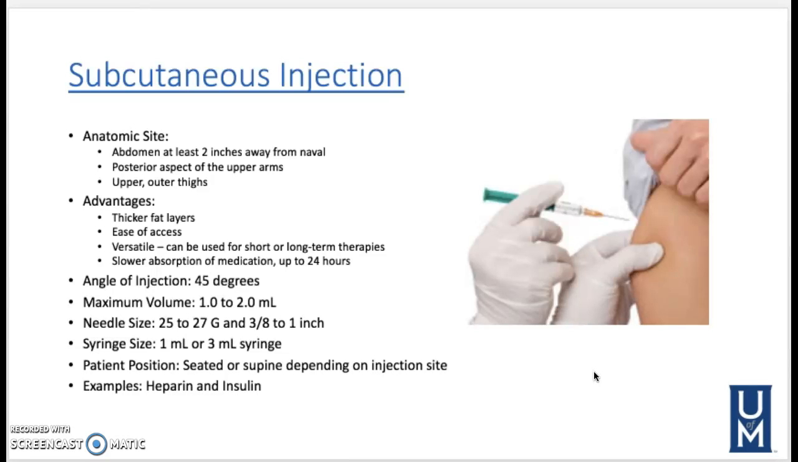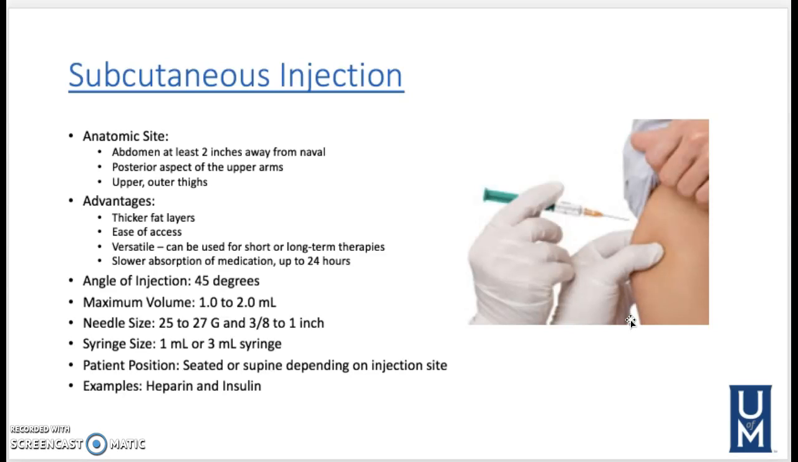Here, the angle of injection is going to be 45 degrees. In this picture, it's not a very good, adequate representation of that 45-degree angle, so please don't take this picture to heart, but just know here, 45 degrees. Remember, our intradermal was 10 to 15, our IV was 25 to 30, and here 45 degrees for angle of injection. So maximum volume is going to be 1 to 2 mL.